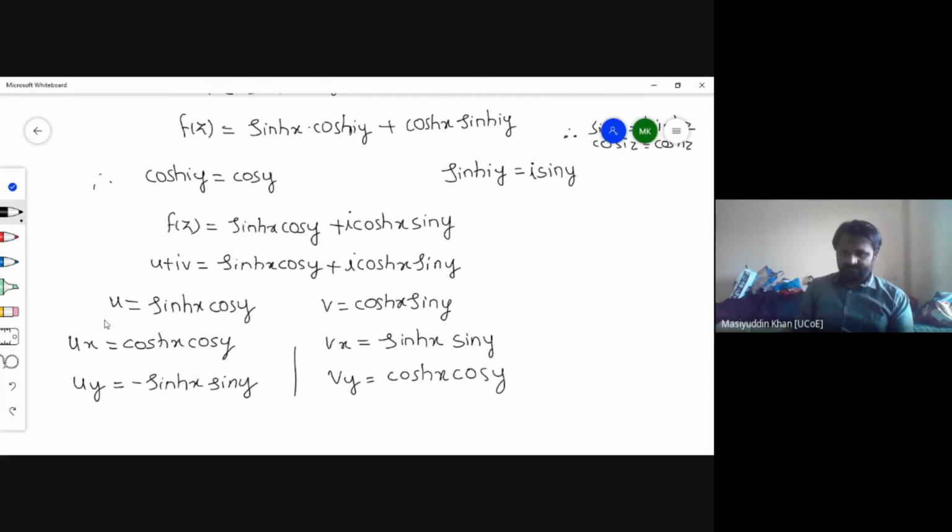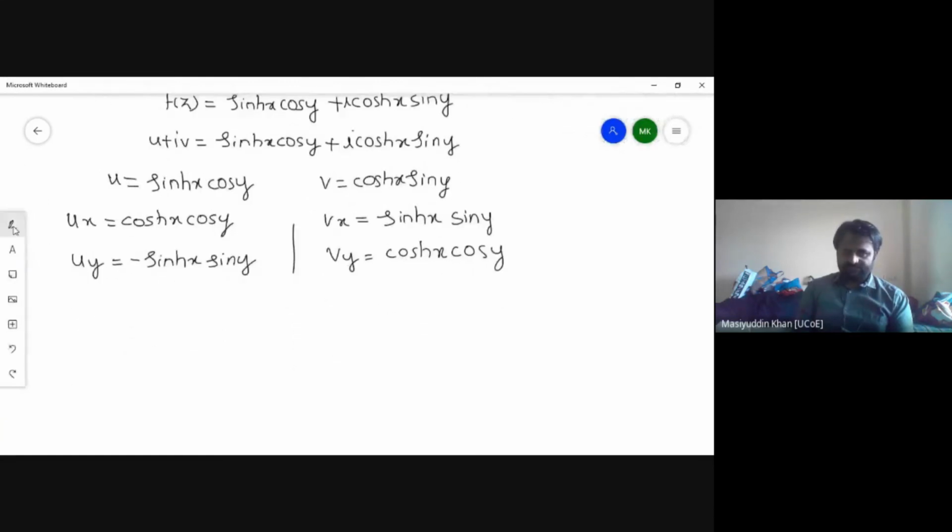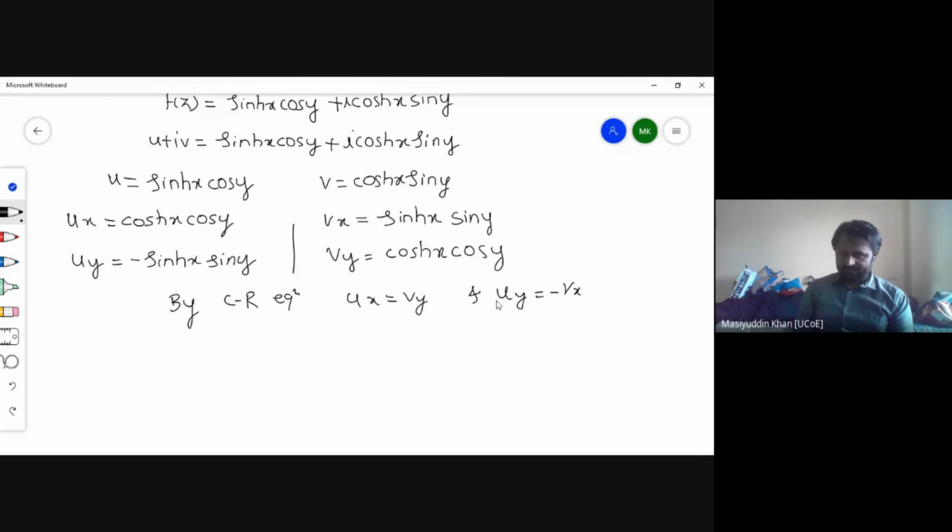So now check by CR equation. If you see by CR equation, ux is equal to vy and uy is equal to minus of vx. So you will see ux is equal to vy, which is cos hyperbolic x into cos y, and uy is equal to minus sine hyperbolic of x into sine y, which is minus of vx. As soon as I multiply this by minus, the same term will come. Therefore f of z is analytic, f of z is analytic.